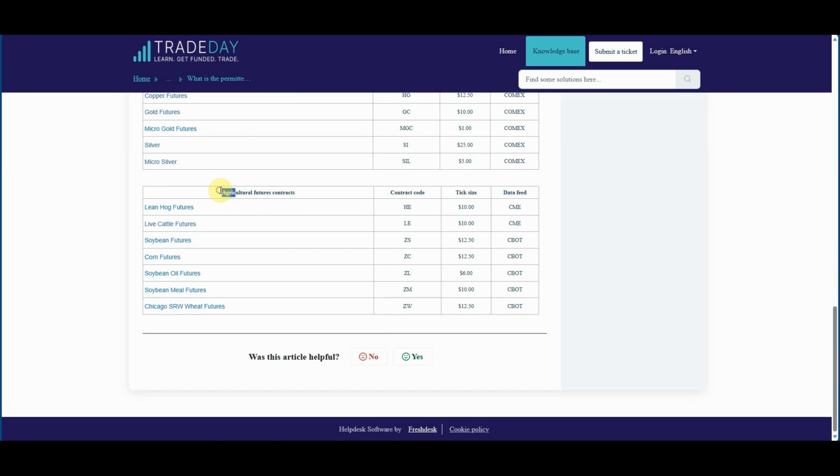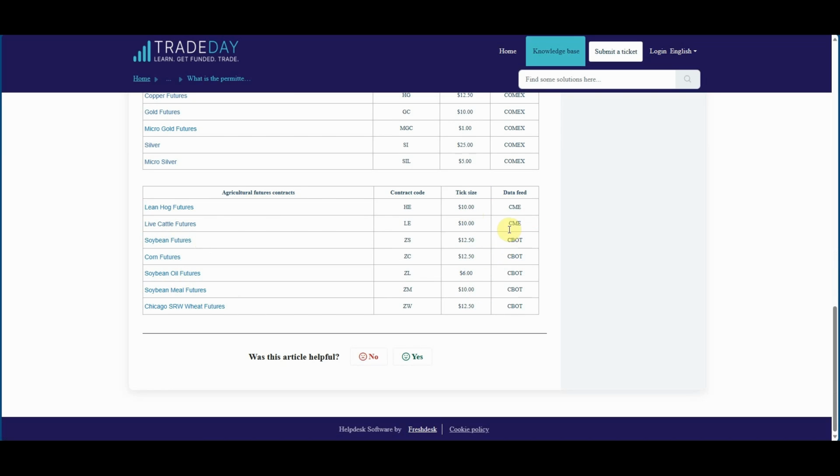And then finally you've got agricultural futures, so lean hog, live cattle, soybean, corn, soybean oil, soybean meal, and wheat futures as well. So if you know about your food and your livestock, this could be a really good option for you as well.